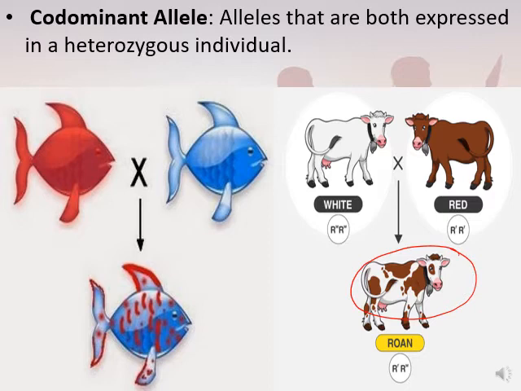Also, we can talk about the blood groups that we have explained before. The blood groups, we talk about blood group A and blood group B. So blood group AB is the case of codominance, where both blood group A and blood group B, both of them, are expressed.